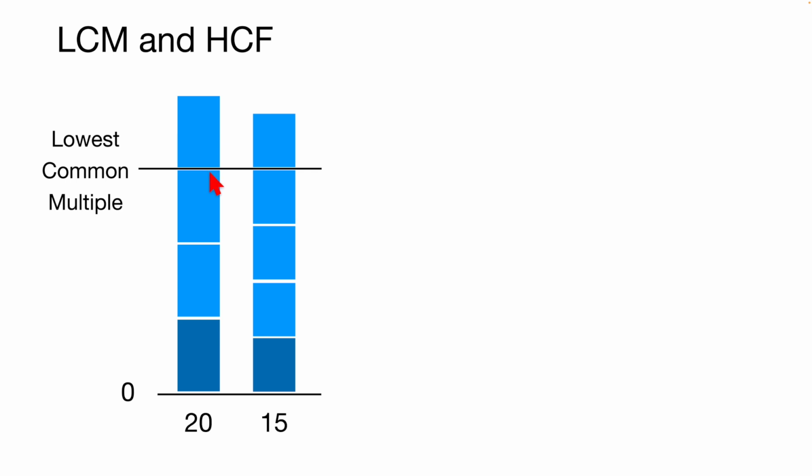Now, we can imagine what these numbers are. This could be 20, so that's 20, 40, 60, and 15, 30, 45, 60. So that would be the lowest common multiple, which is useful to remember.